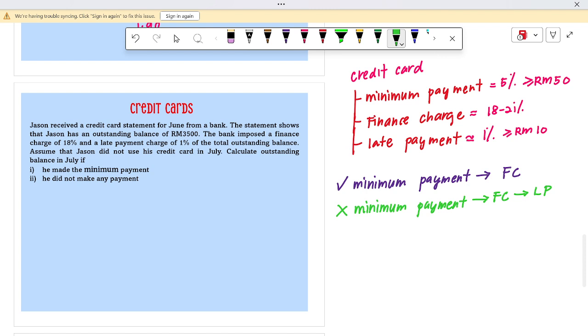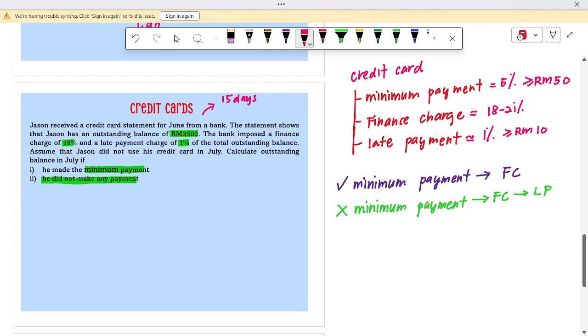The first one, Jason received a credit card. The statement shows that he has an outstanding balance of 3,500. There's 18% finance charge, late payment 1%. Assume that Jason did not use his credit card in July. Calculate the outstanding balance in July if he made the minimum payment. Second one, he did not make any minimum payment. Okay, there's no time period given here. I'm just going to add into the question. Your credit card free interest period date is 15 days.